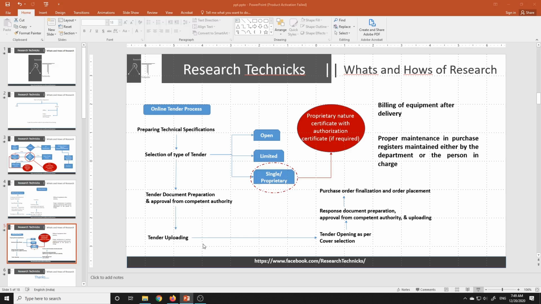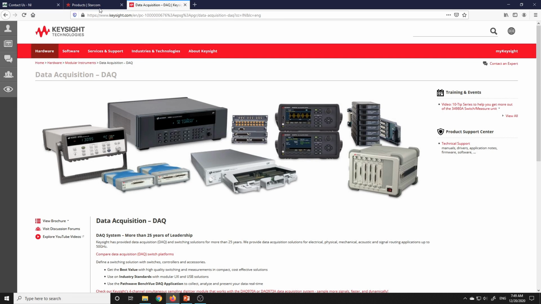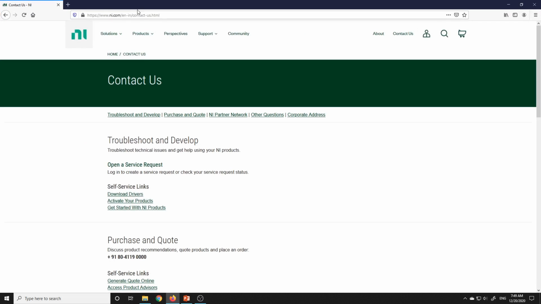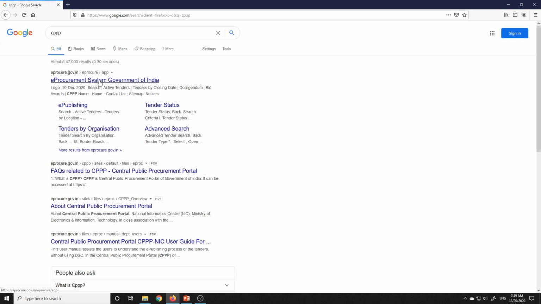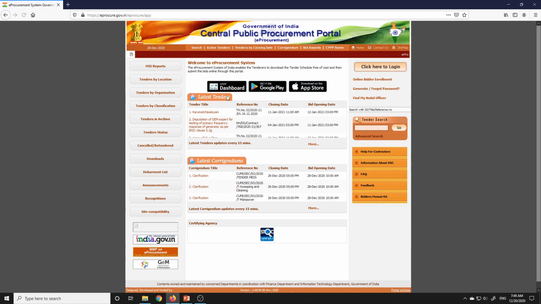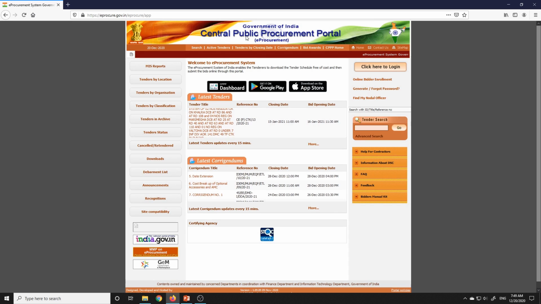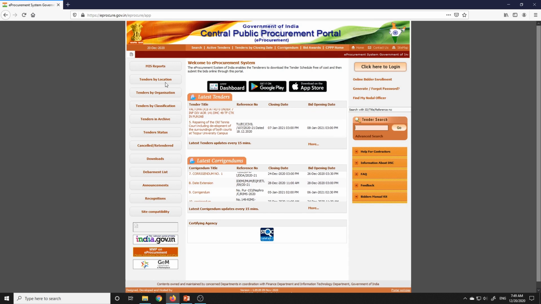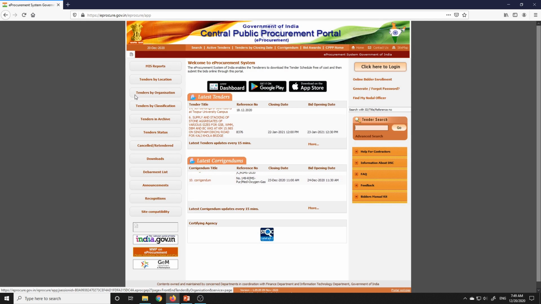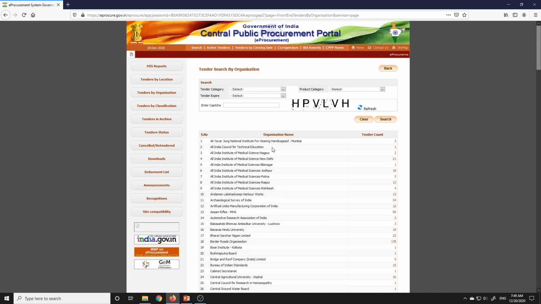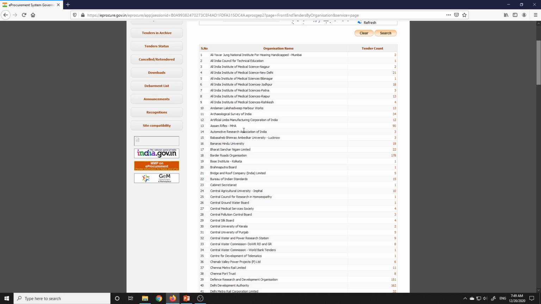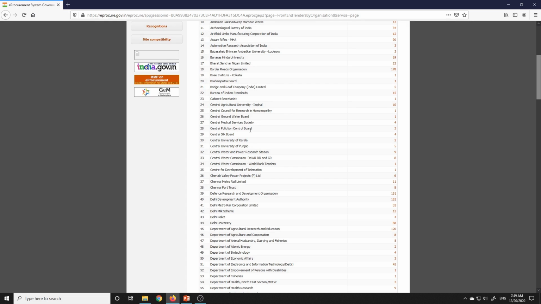Okay, now let's go to the CPPP portal. It is by Government of India. Okay, see, this is the e-procurement website, CPPP, Central Public Procurement Portal. Now let's go for tenders by organization. Okay, now see, you can see all those tenders which are currently online.